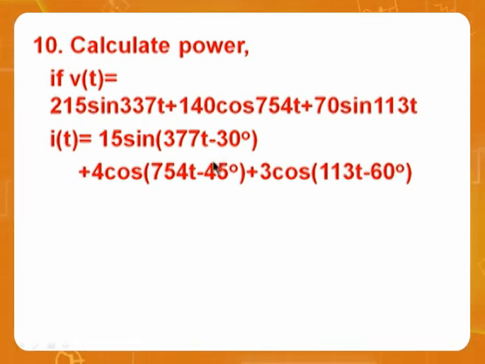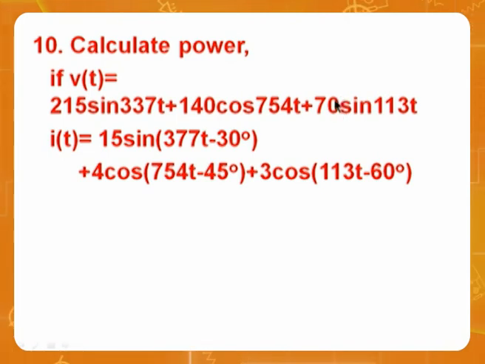The first thing you need to observe is whether any component is missing. In this problem, absolutely no component is missing. Let me show you. 337 is in both. 754 is in both. 113 is in both. Then why this problem? We can directly do it. Whether we take two components or one component doesn't matter.